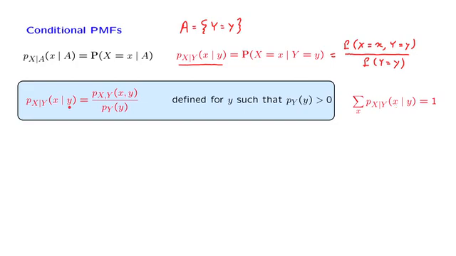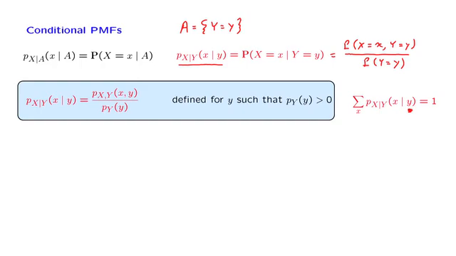Note that if we change the value of little y, we will of course get a different conditional PMF for the random variable x. So what we're really dealing with in this instance is that we have a family of conditional PMFs, one conditional PMF for every possible value of little y, and for every possible value of little y we have a legitimate PMF whose values add to 1.